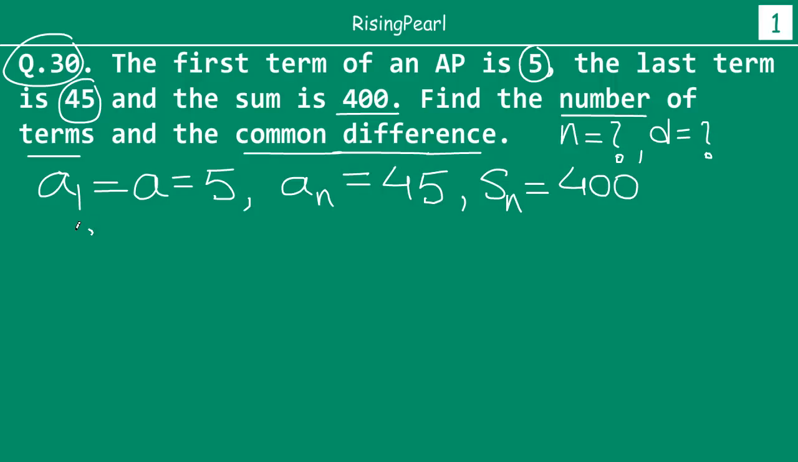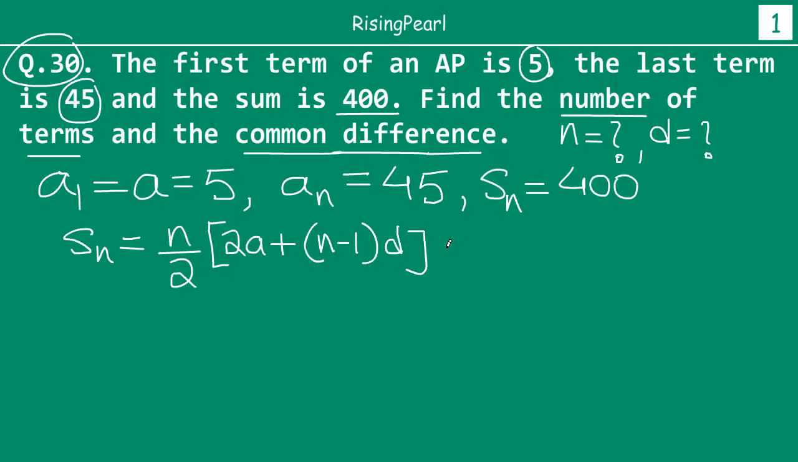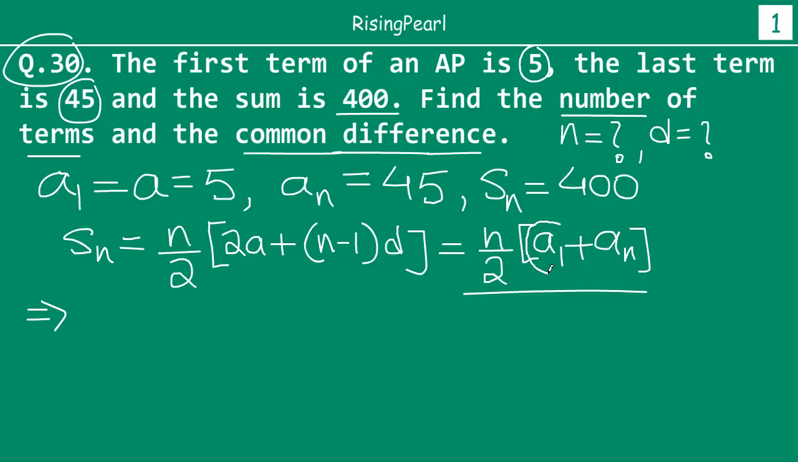So now we know that the sum of the first n terms of an arithmetic progression is n by 2 times (2a plus (n minus 1) times d), right? Or it's also the same as n by 2 times (a1, the first term, plus an, the nth term or the last term), right? So what we are going to do is use the second one. And why are we going to use this one? You will see in a moment, because the first term is given. First term is 5 because a1 is 5.